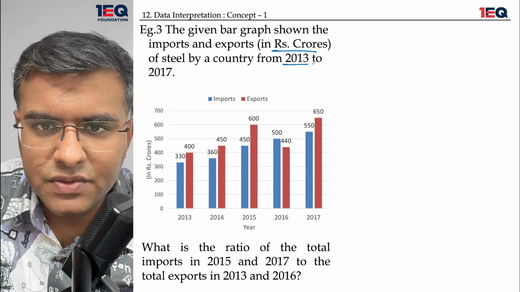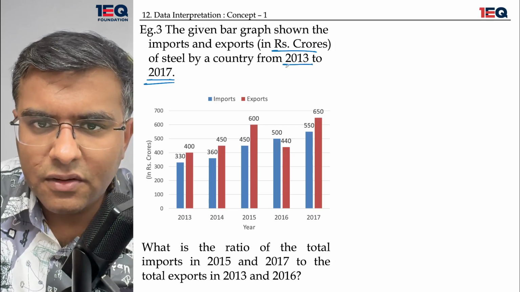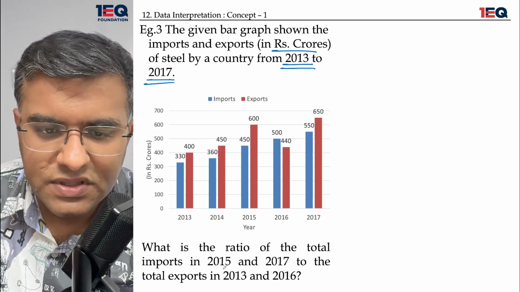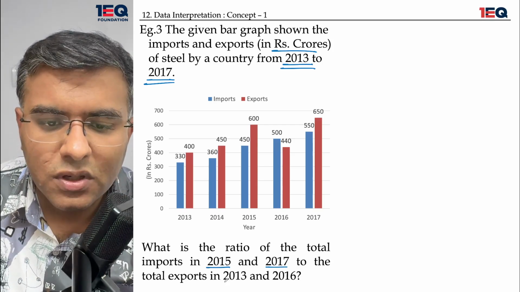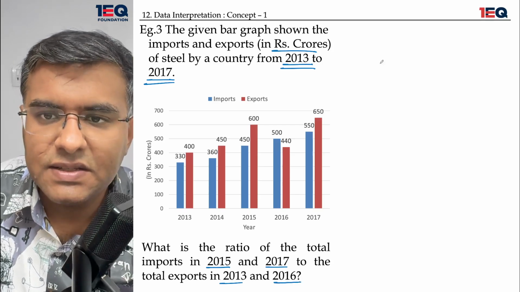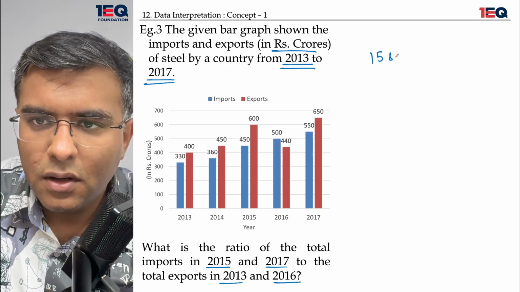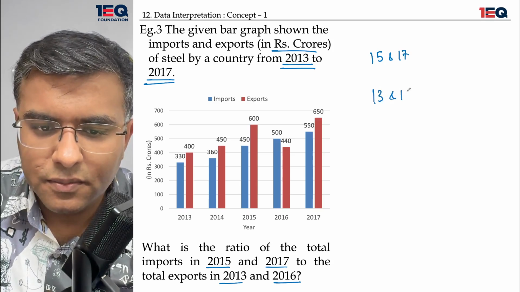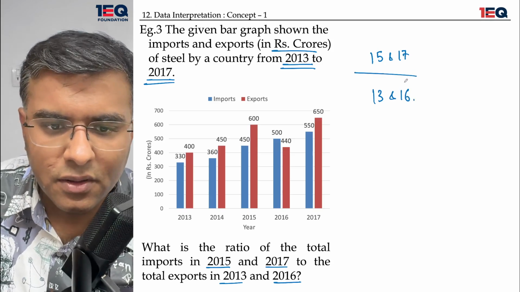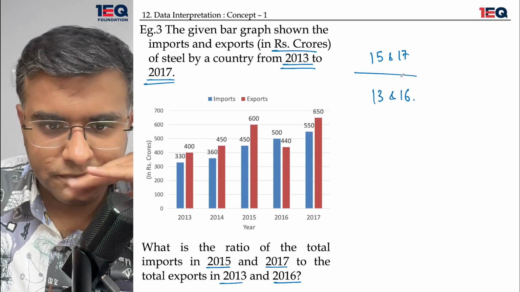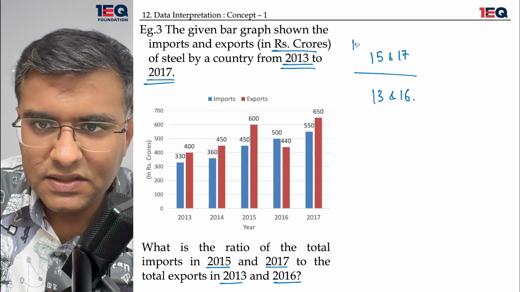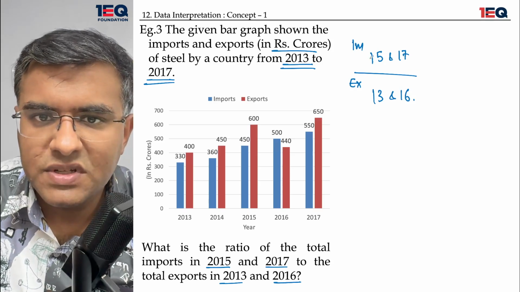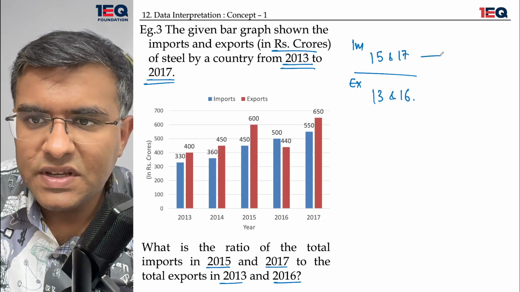The given bar graph shows the imports and exports, in rupees crores, of a steel company by a country from 2013 to 2017. What is the ratio of the total imports in 2015 and 17 to the total exports in 2013 and 16? Okay, in 15 and 17 and 13 and 16, they need to be compared. This is that of imports and this is that of exports.